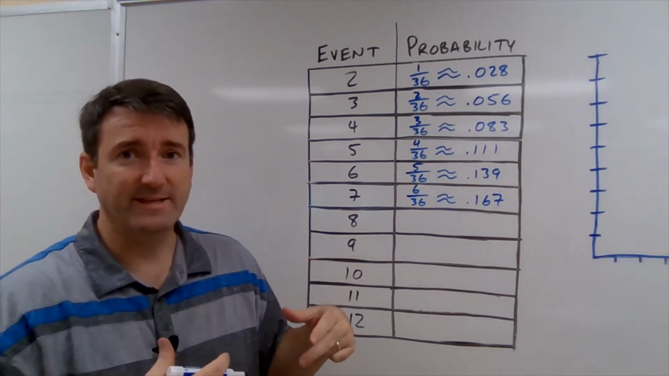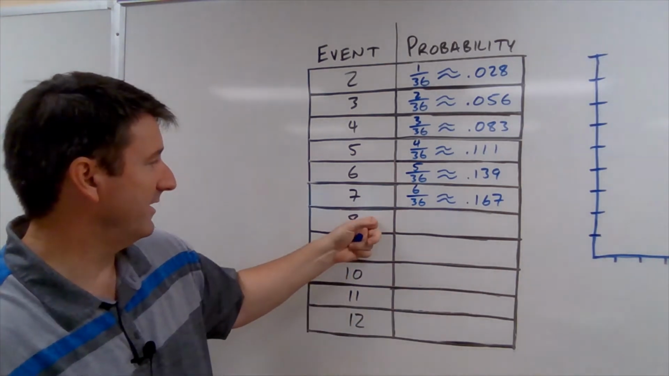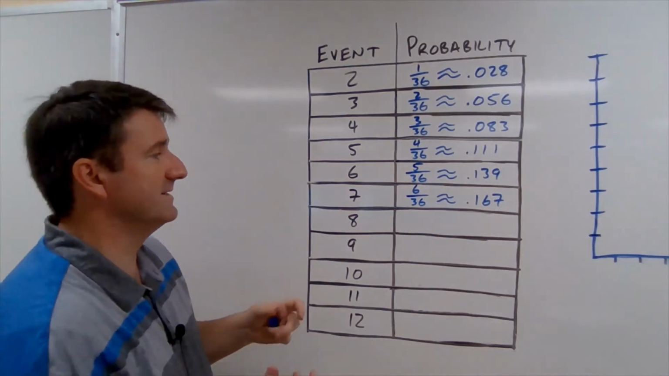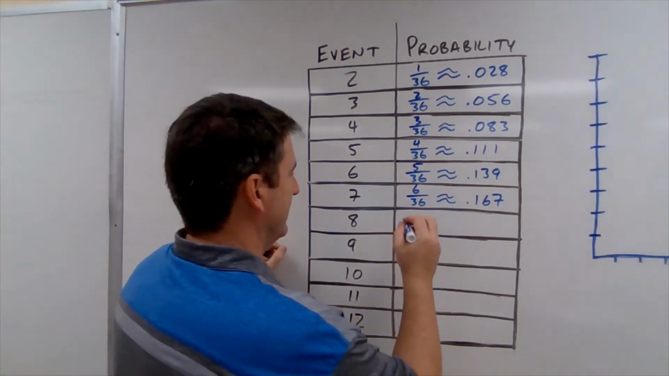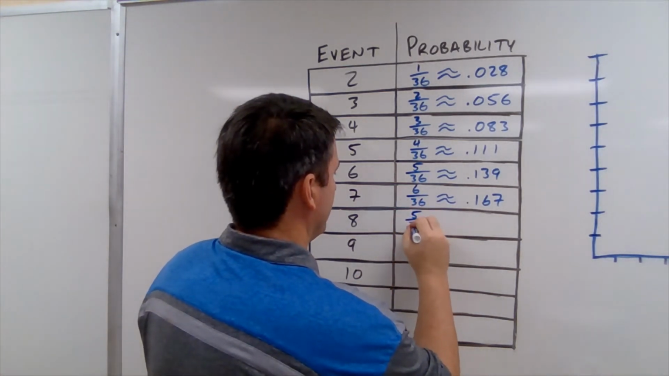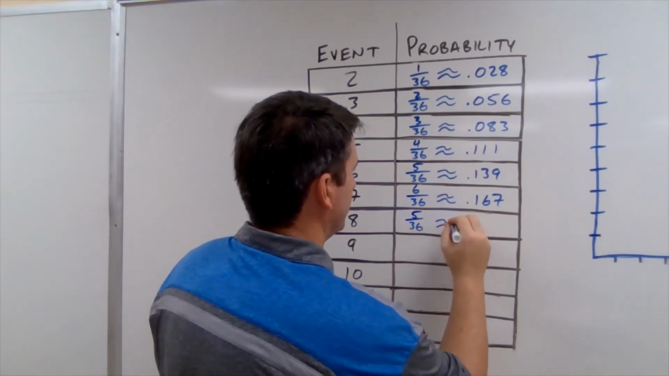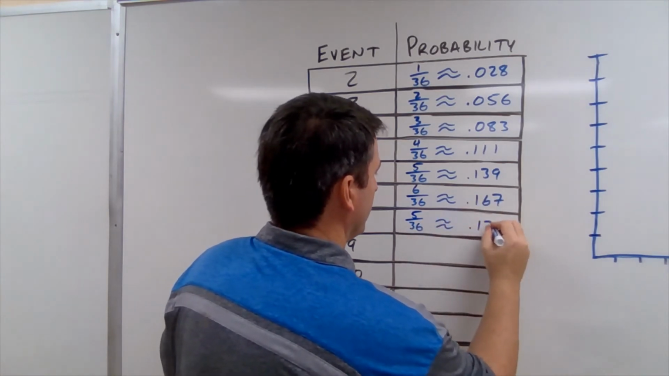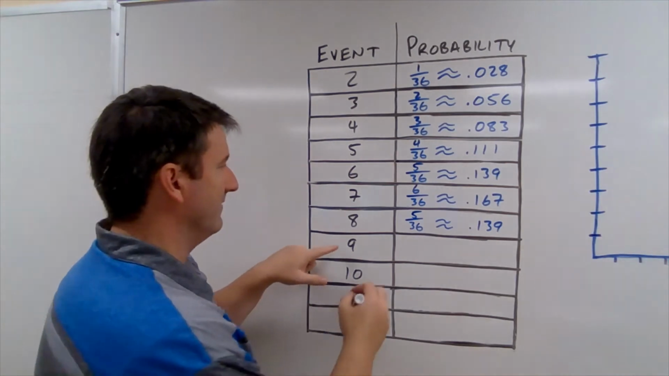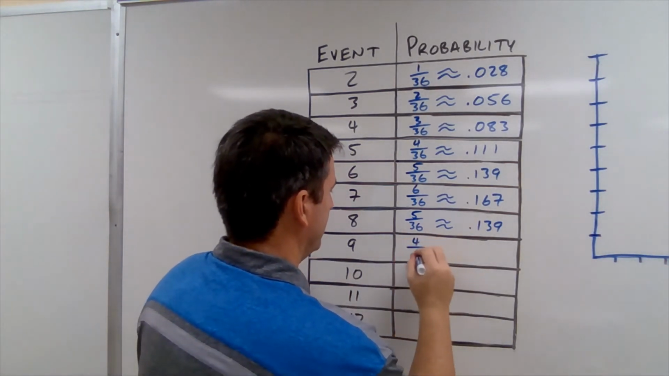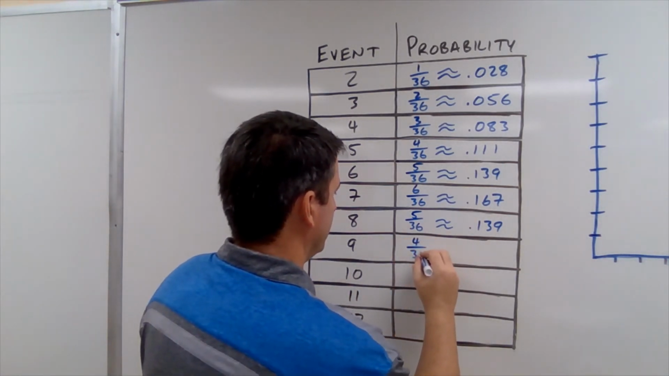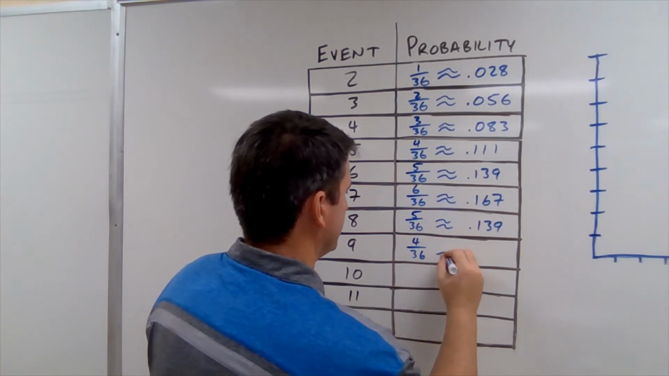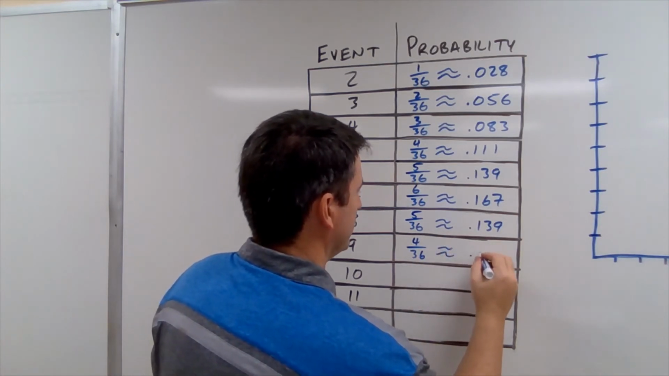Now, for an 8, we start going back down. There's 5 different ways that we can get an 8. So 5 divided by 36 is going to give us 0.139 again. And for a 9, there's 4 ways that we could get a 9. 4 out of 36, which is 0.111.